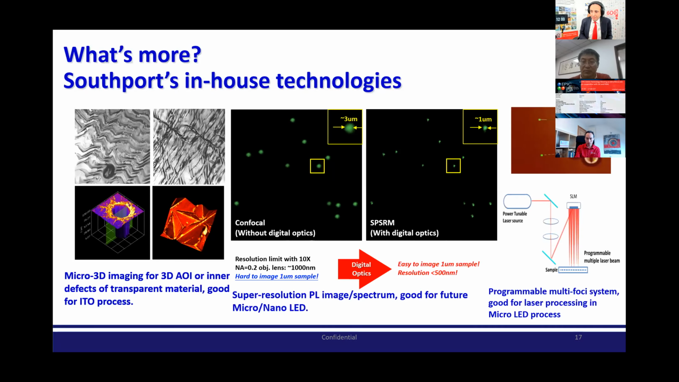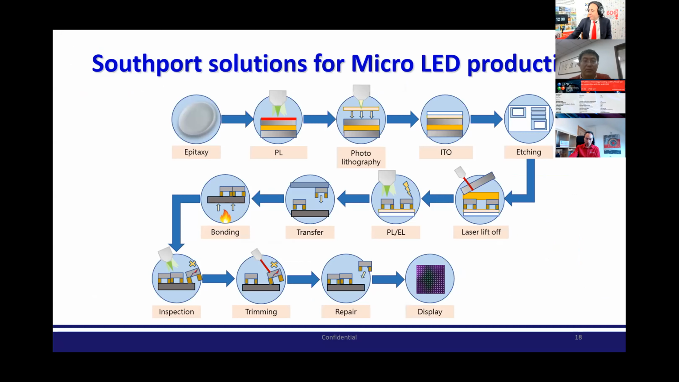And third, I know there are so many laser treatment processes in the micro LED production process. Actually, we can provide what we call digital optics. We have a programmable multi-photon system, which is a better and new way to control the laser spot, the multiple laser spots, in a real-time and programmable way. So this is the typical micro LED production process.